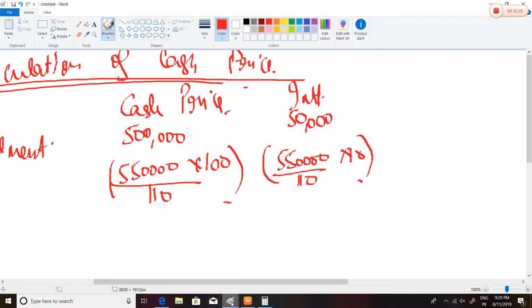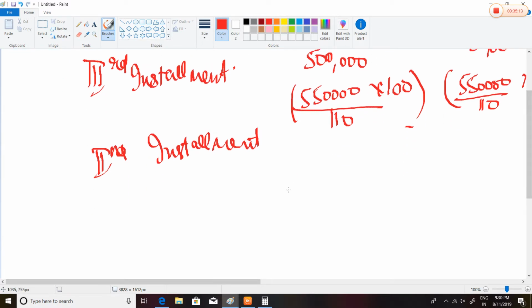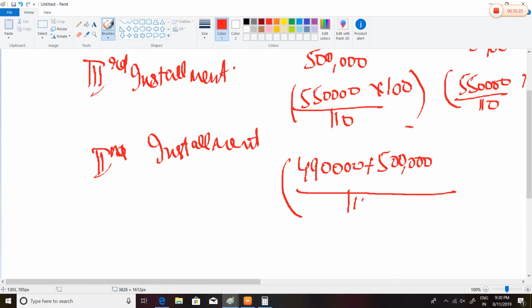50,000. Second installment is of 4,90,000. It is 4,90,000 plus 5 lakh as it includes the last installment too. It is 9,90,000, that means 9 lakh here and 90,000 here.